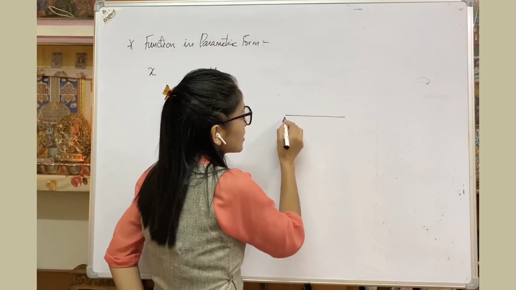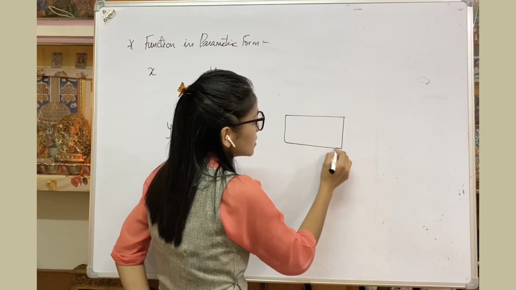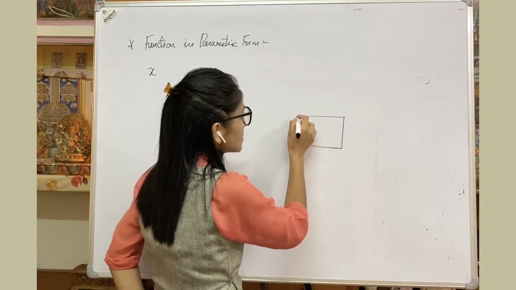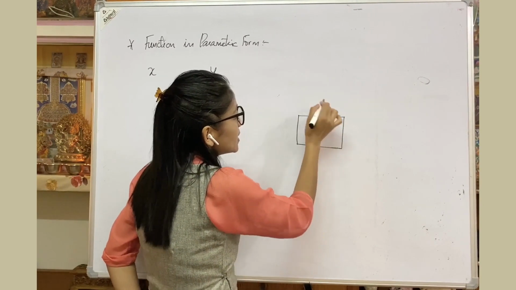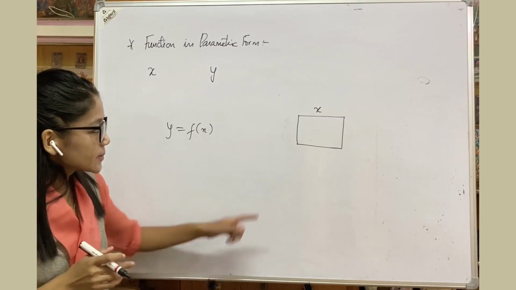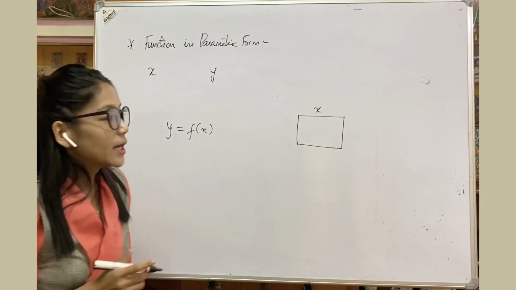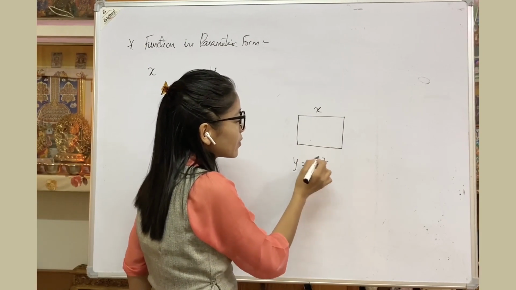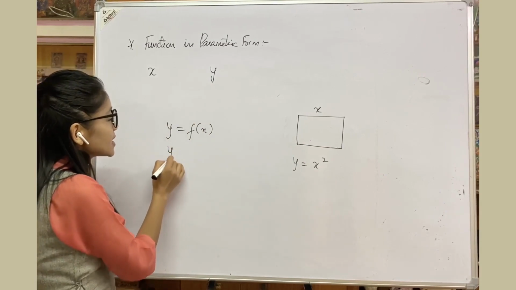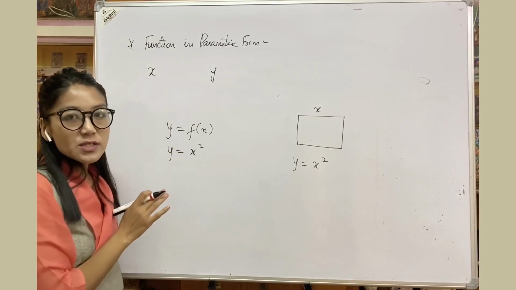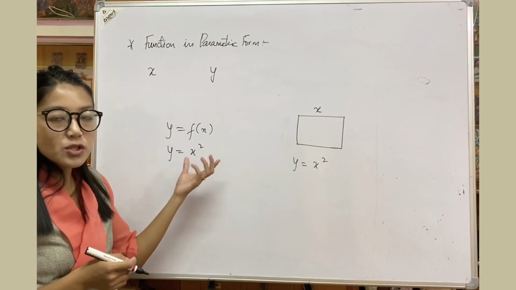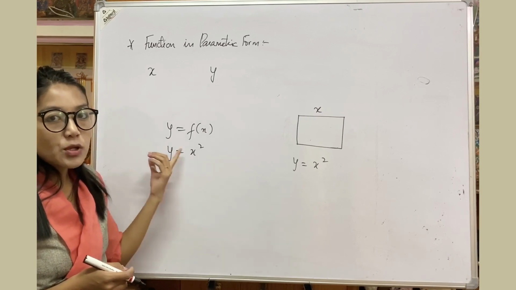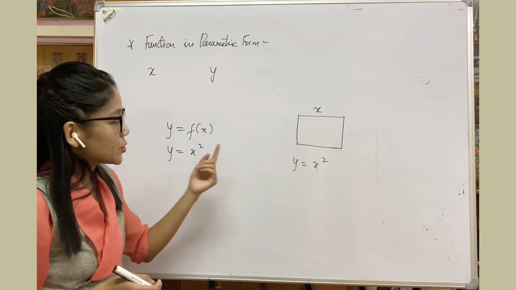I've given you that example earlier also. I'll take a square instead of a rectangle; it will be easier for you to understand. Let me take a square with side x, and the area of this square is denoted by y, so we have y is equal to x square. In this case we expressed y is equal to x square, which means it is an explicit function. So you know how to differentiate it: dy by dx is equal to 2x. This is one example of the explicit function.